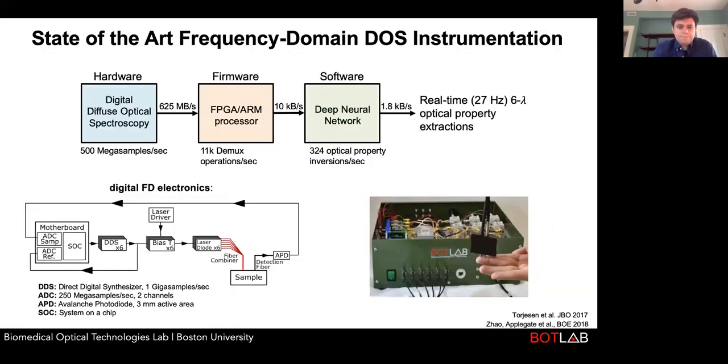Absolutely. Okay, this is Guido Giuliani from the University of Pavia. In this frequency domain DOS system, are you considering a transmission setup or a reflection setup? I mean, how do you go through the sample? Where do the illuminator, fiber combiner, and APD stand with respect to the sample? Same side, or do you go through the sample?